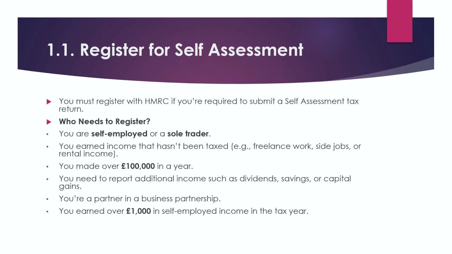You need to report additional income such as dividends, savings, or capital gains. You're a partner in a business partnership. You earned over £1,000 in self-employed income in the tax year.